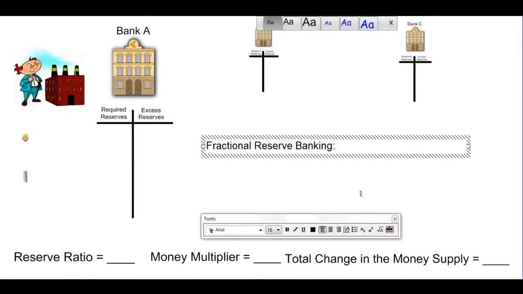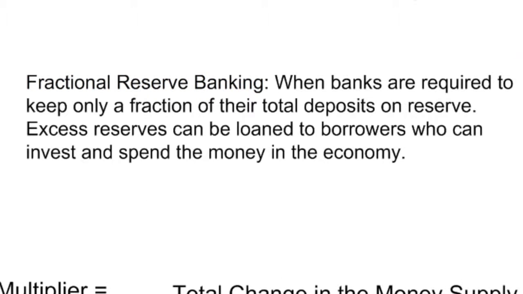This lecture is going to explain how money is created in a fractional reserve banking system. A fractional reserve banking system is when banks are required to keep only a fraction of their total deposits on reserve. Any excess reserves, or deposits that exceed that which is required, can be loaned out to borrowers who can invest and spend the money in the economy.